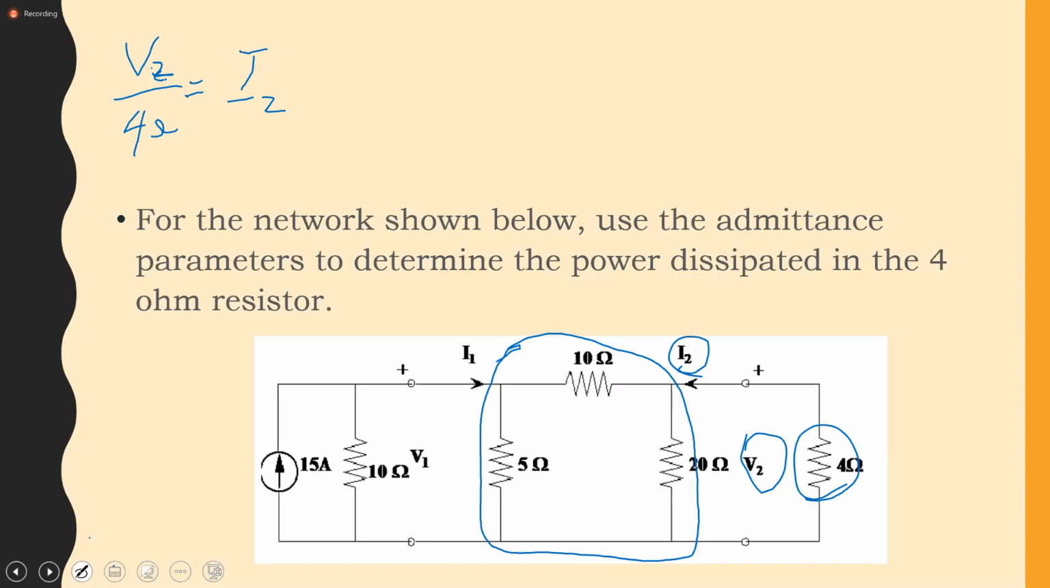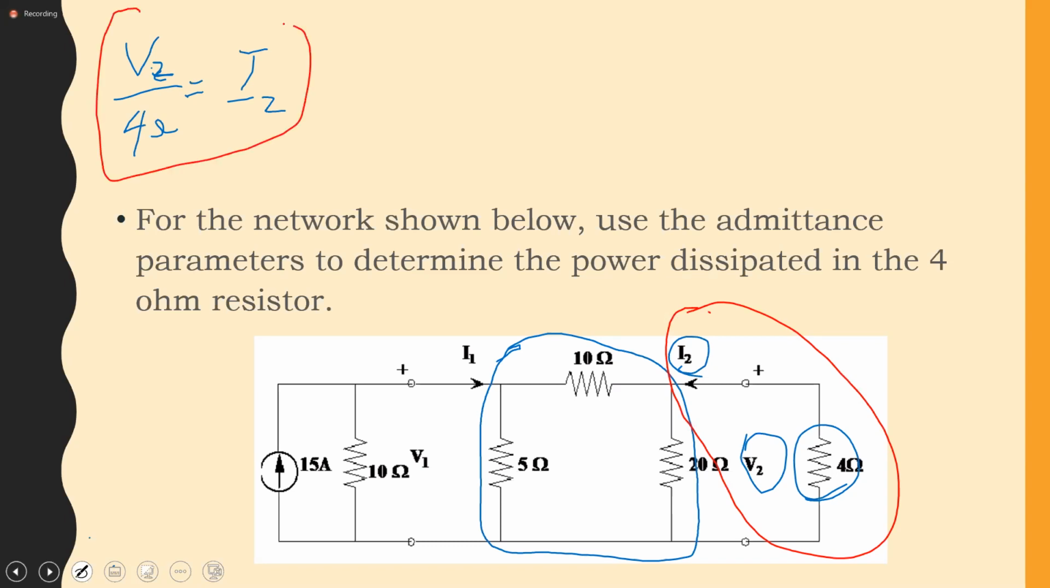Anybody can spot the reason why that is the case? Why is it only correct to a point? Because of the 15 amp source? No, it's only over this side we're dealing with. We're just looking at these three, on the output side. Because V2 can be short circuited? No, this is a network that we're asked to analyze. I asked for the relationship between V2, I2, and the 4 ohm.